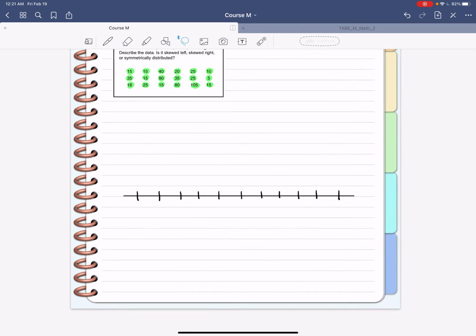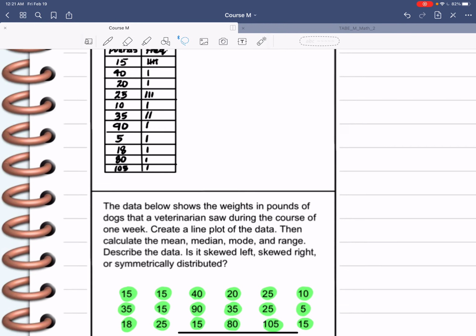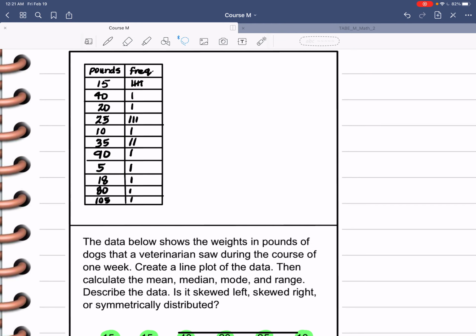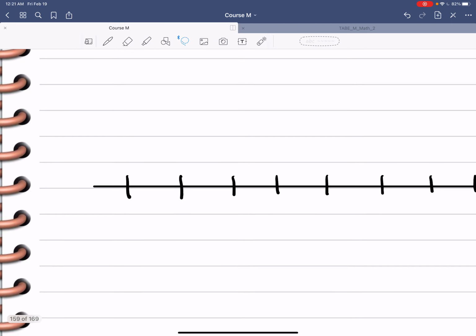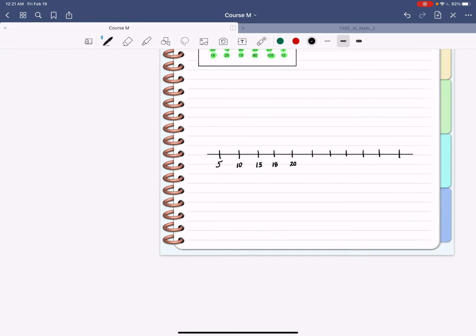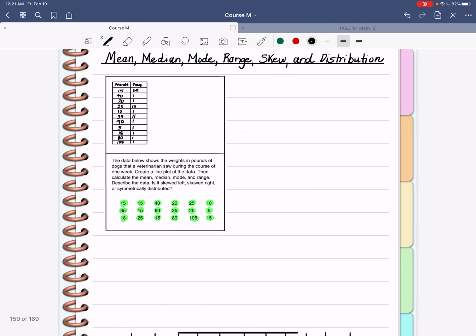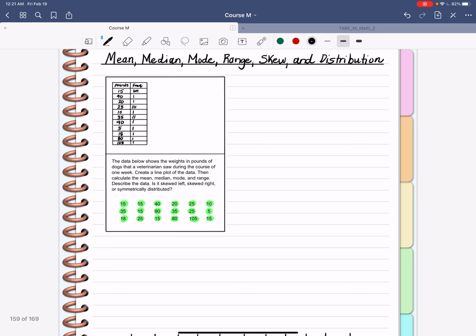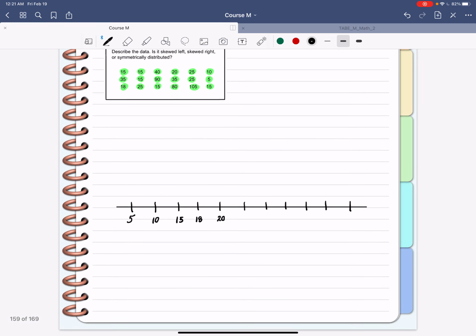Okay, so let's put our points on here. The smallest is 5. I'm going to do 5, 10, 15, 18, 20. And then I'll go back and get the others. There's 25, 35, 40.